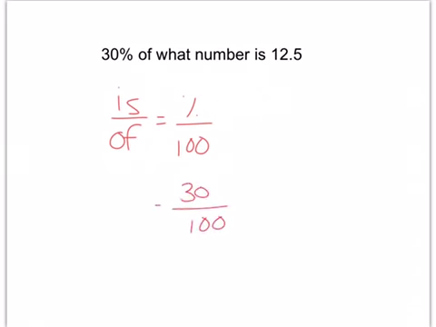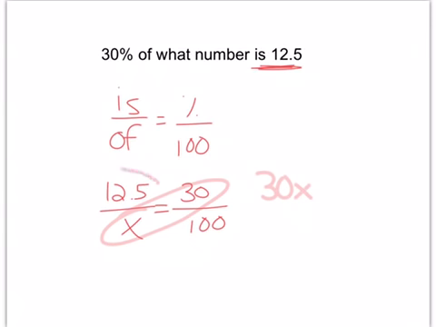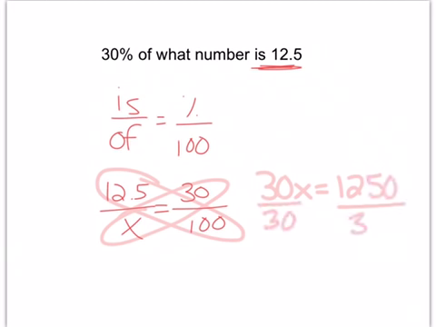30%, they said, so that's my percentage, is 12.5. That's the numerator, don't know the denominator. I'm going to cross multiply 30x, 12.5 times 100, and divide by 30. So I end up getting a decimal this time. It's 41.67.